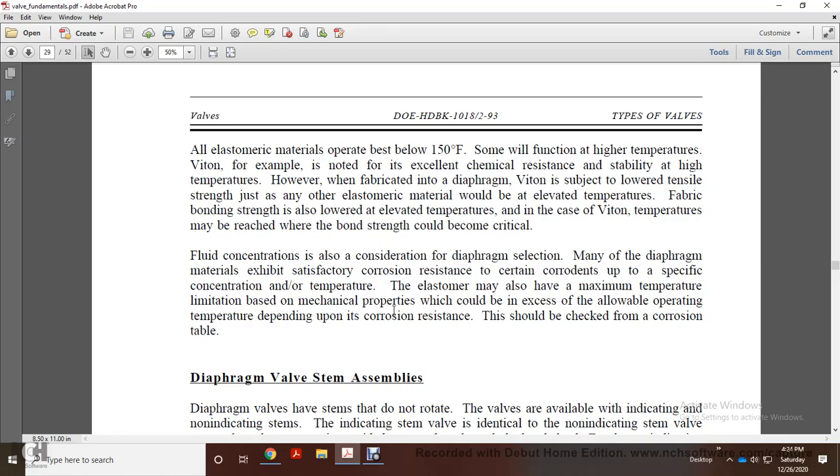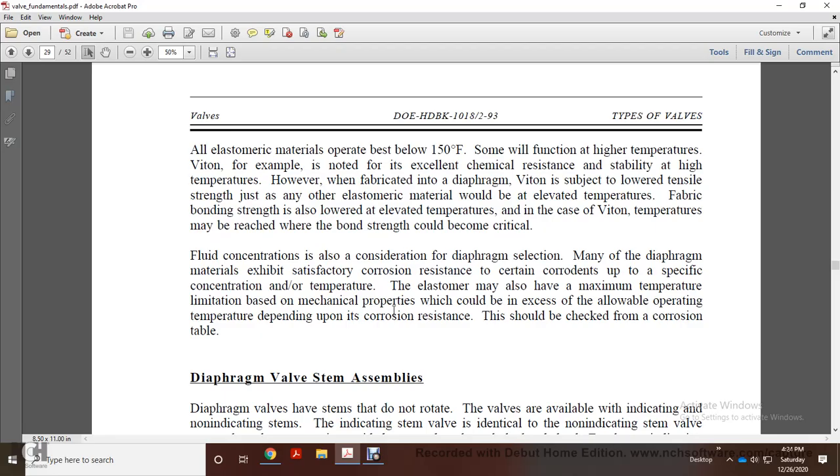All elastomeric materials operate below 150 degrees. Some of them will function at high temperature. Viton, for example, is known for its excellent chemical resistance and stability at high temperature. However, a diaphragm fabricated from Viton is subject to low tensile strength, and the elastomer at elevated temperature becomes weaker, and the bonding strength is also lowered at elevated temperature. In case the Viton temperature may reach that point, the bonding strength becomes critical.